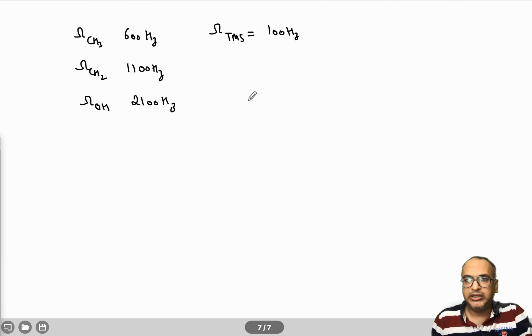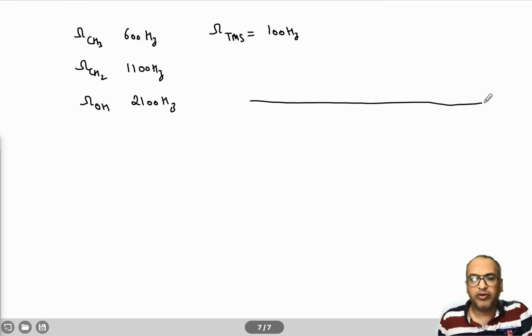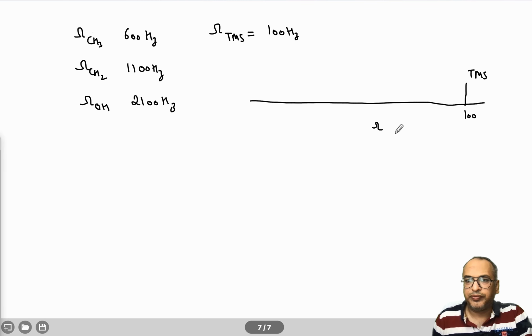So if I'm plotting all these peaks as a function of offset, I will have TMS here at 100, omega in Hertz. Then I will have the CH3 proton. I'm ignoring the peak line widths, I'm just drawing it as a delta function. So this is at 600 Hertz. Then I have, also not to scale, CH2, which will be 1100 Hertz. Then I have OH, which is 2100 Hertz.